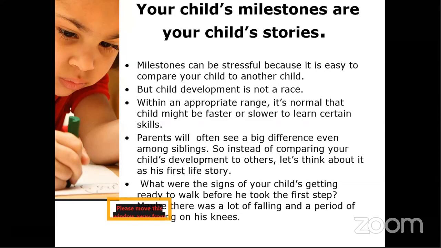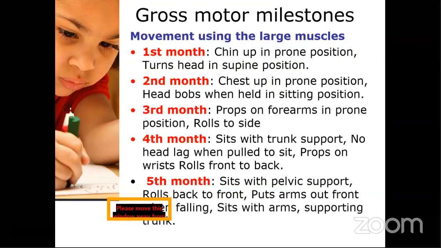Within an appropriate range, it's normal that a child might be faster or slower to learn certain skills. Parents will often see a big difference even among siblings. This is the commonest and biggest issue for the practitioner when you go for practice. So instead of comparing your child's development to others, let's think about it as his first life story. Then you can explain to them the signs of your child getting ready to walk before he took the first step. Maybe there was a lot of falling and being afraid of standing on his knees. This story you can tell; that will be the bigger story for them. This way you can convince them.